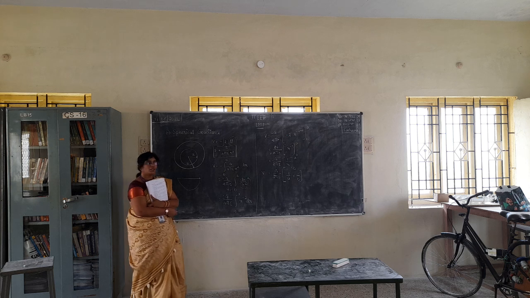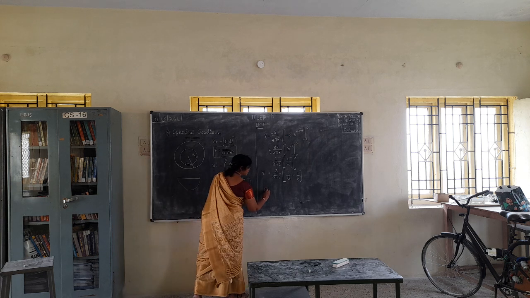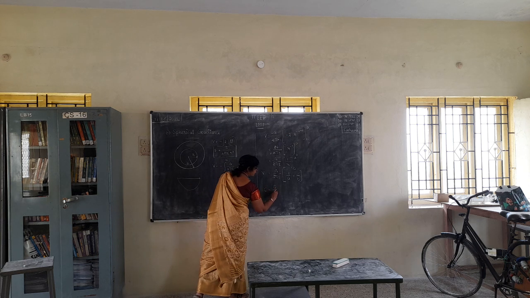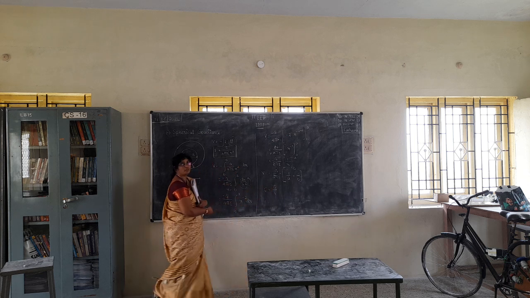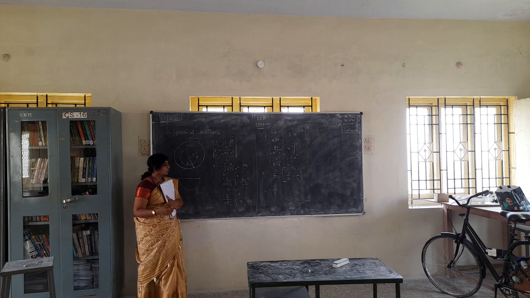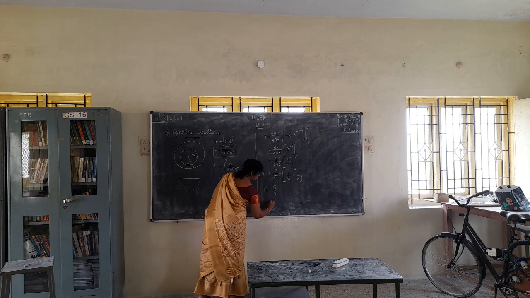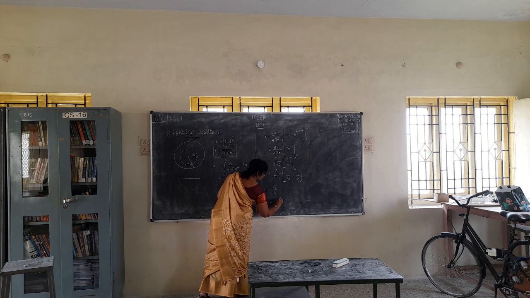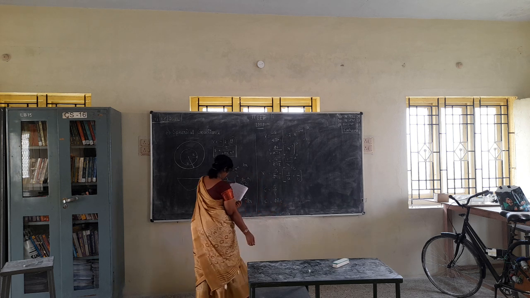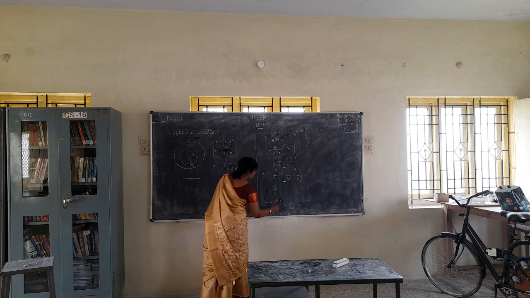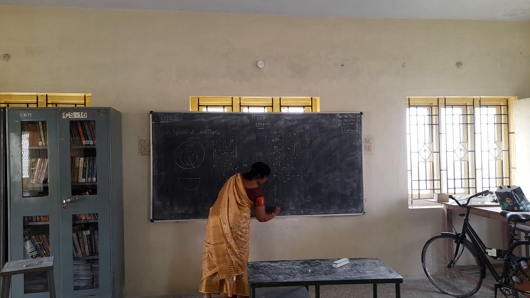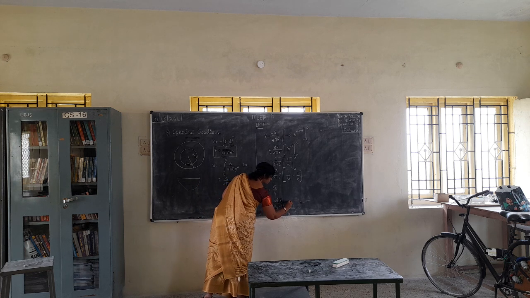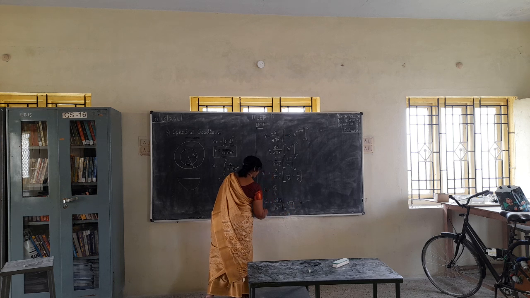After finding your V value, find the capacitance C. C is equal to Q divided by V. Substitute your V, Q will get cancelled. So it is 4 pi epsilon divided by 1 by A minus 1 by B. Unit is Farad.